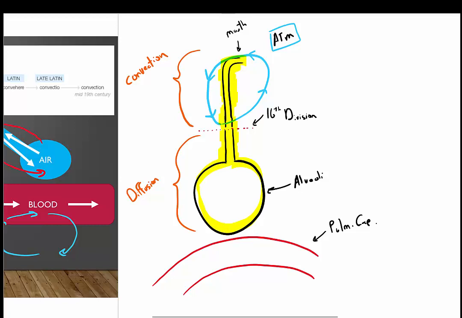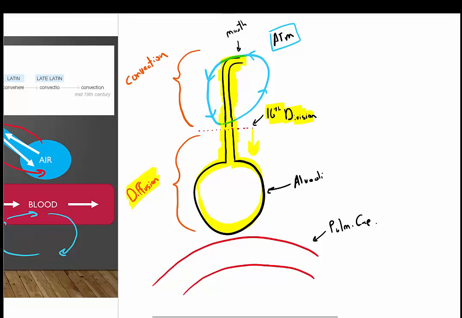Now, what we see right here with this 16th division is this sort of invisible line, because convection can only get air from the atmosphere to about the 16th division of the lungs. It can't go any further because the airways become so narrow that bulk movement of air is impossible. So we still have to get the air from the 16th division down to the actual alveoli, and how we do that is through diffusion.